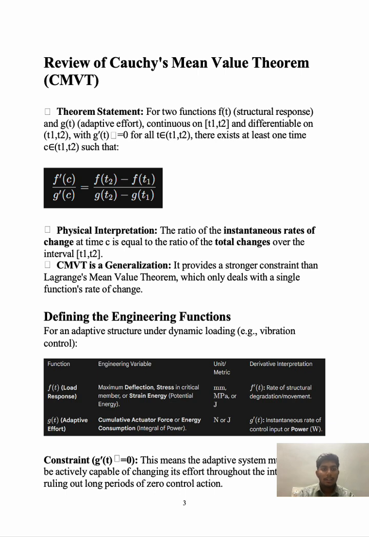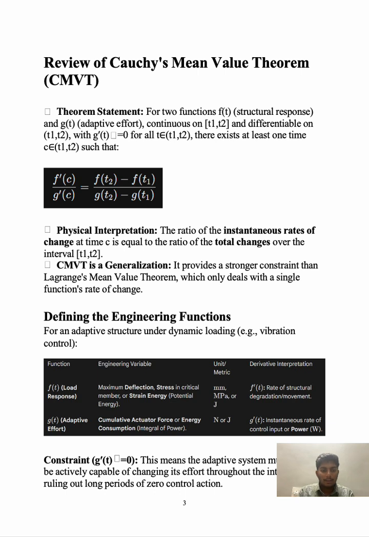Engineering interpretations. Next, we define the engineering meaning of the two functions involved. The function f of t corresponds to the load response, such as maximum deflection, stress, and stored strain energy. The function g of t corresponds to the adaptive effort, which could be actuator voltage and energy consumption. The derivatives have direct engineering interpretations. F dash of t represents how rapidly the structure is experiencing degradation or strain increase. G dash of t represents the intensity rate of control input, essentially how aggressively the actuator is responding.